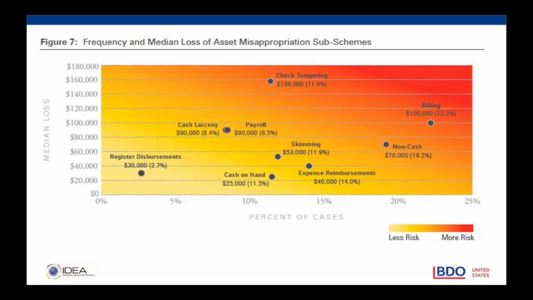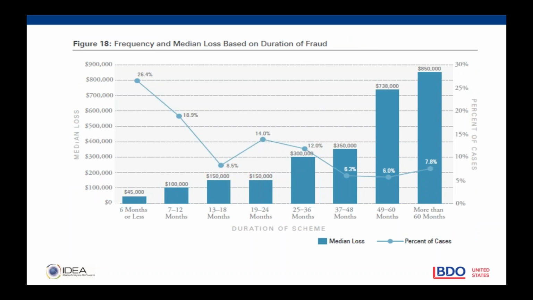This next one here really just shows the frequency and median loss by scheme. And as you move from the left to the right, you can find that the billing fraud and check tampering are way higher, with more risk and more dollars involved there.